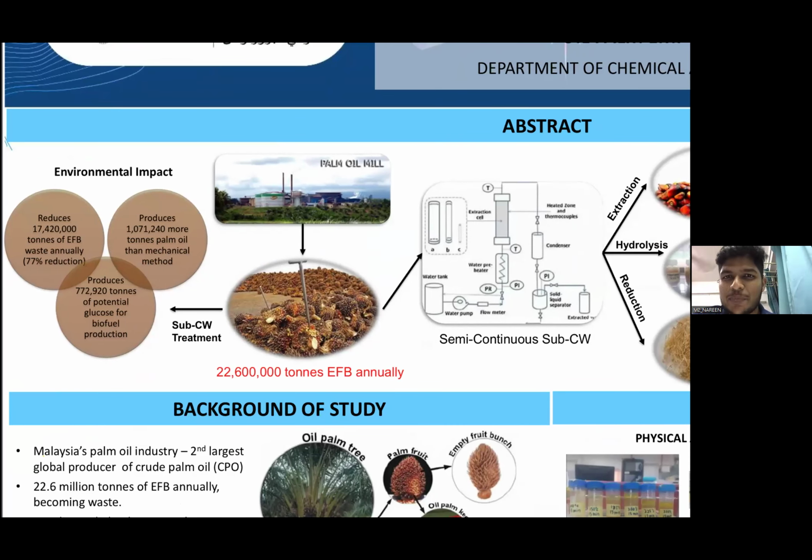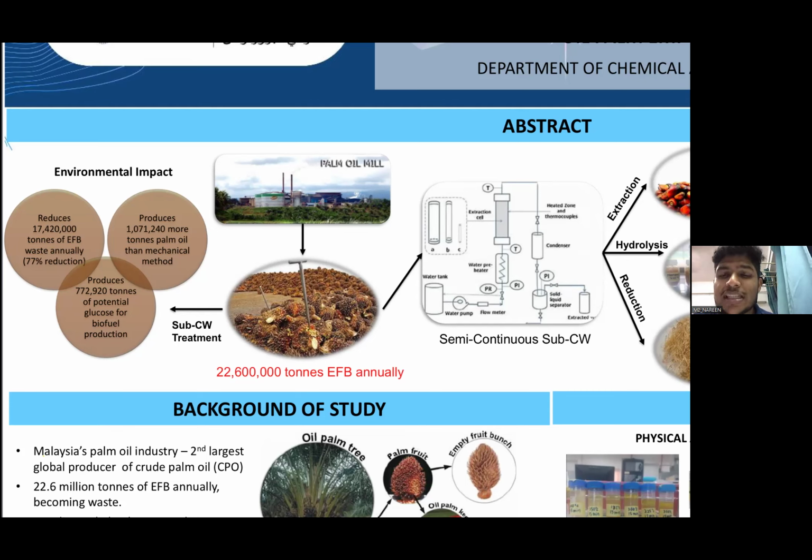As I explained earlier, with the results that we obtained, we can reduce 17.42 million tons of EFB waste annually, achieving up to 77% reduction, leaving only about 5 million tons of EFB. Next is the production of 1.1 million more tons of palm oil than the mechanical method. If you're using this method, about 1 million more tons of palm oil can be produced. That's a significant impact on the palm oil industry.